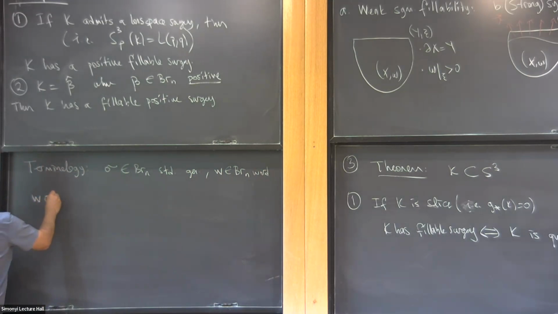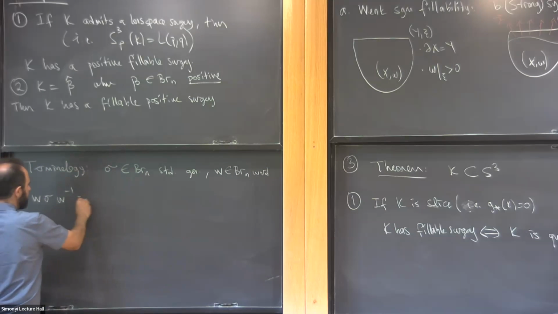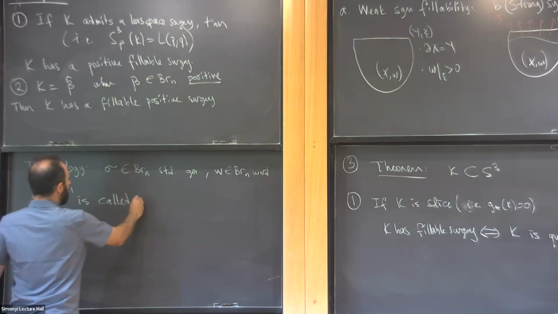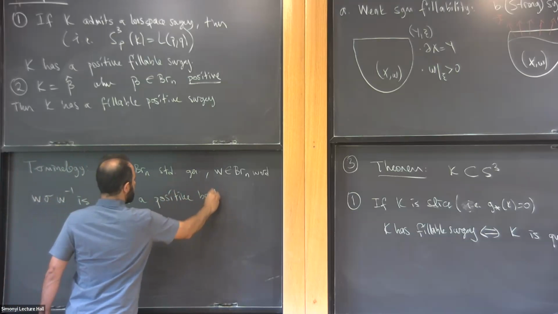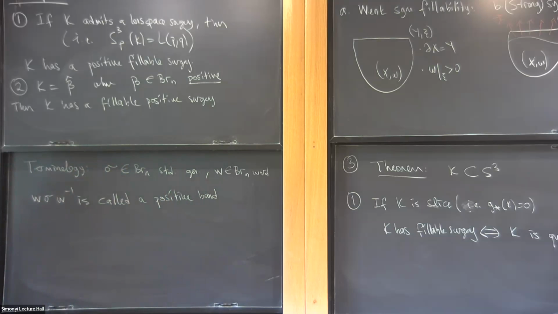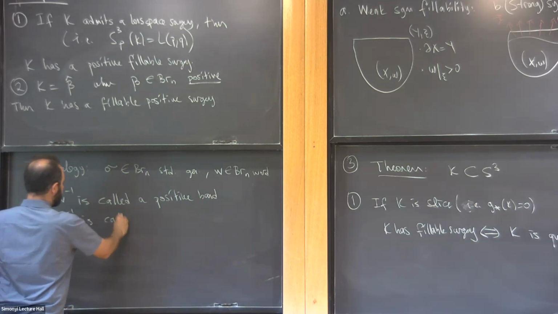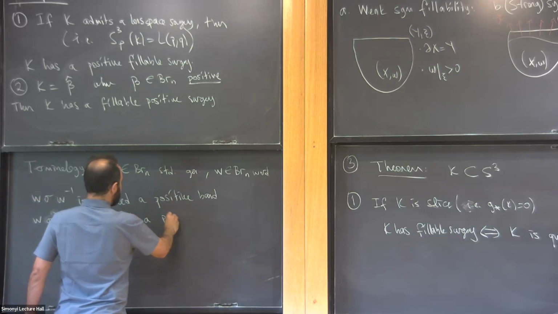W sigma W inverse, an arbitrary conjugate of this one, is called a positive band. And if you have an expression of the following form, W sigma squared W inverse, a square of the generator conjugated, this is called a positive node.